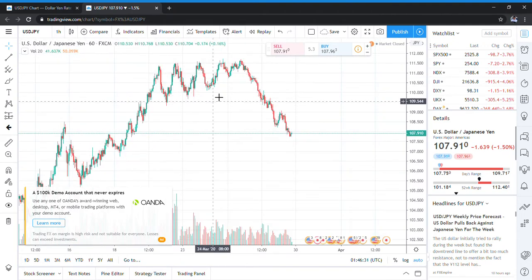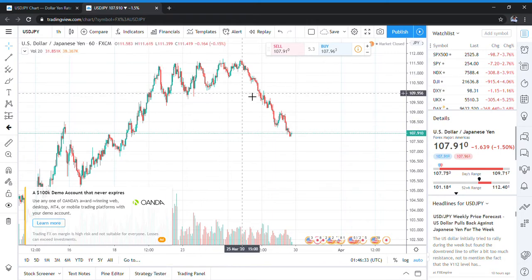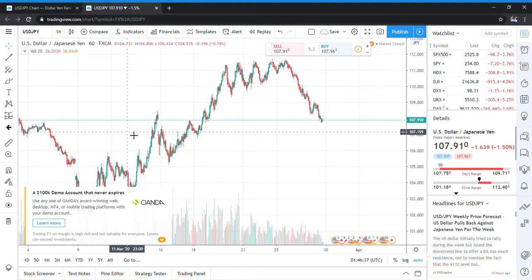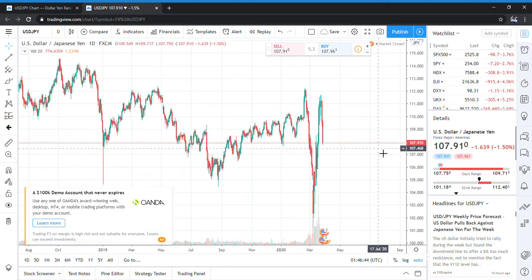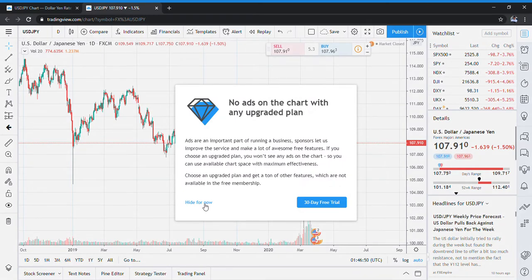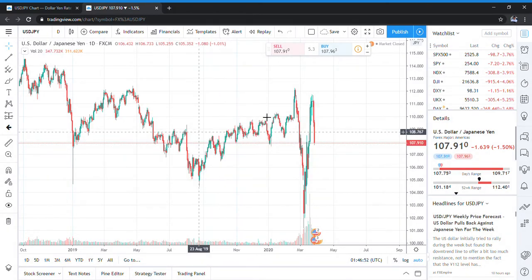I was able to get a couple trades off of this pair this week, which went pretty well. So let's analyze the markets right now. First, what I always like to do is see the direction of the market. So let's take a look at the chart here.